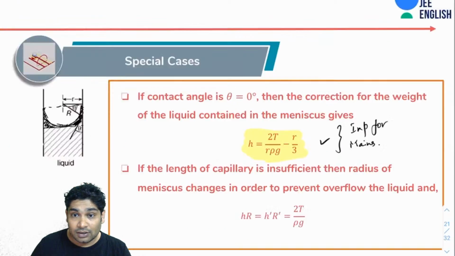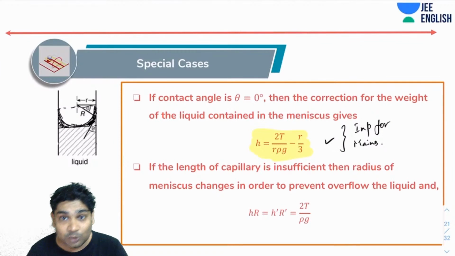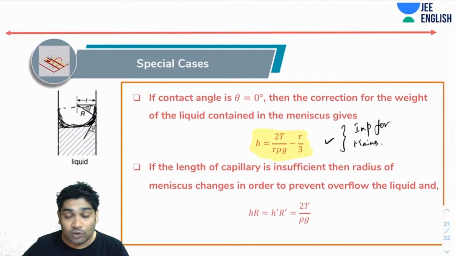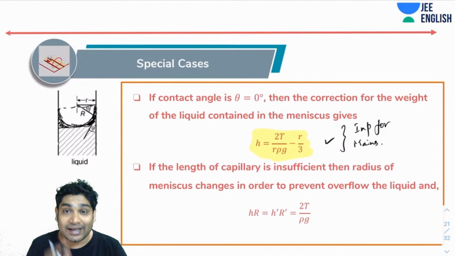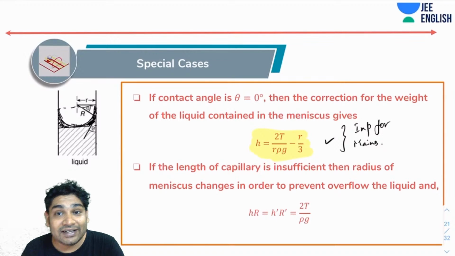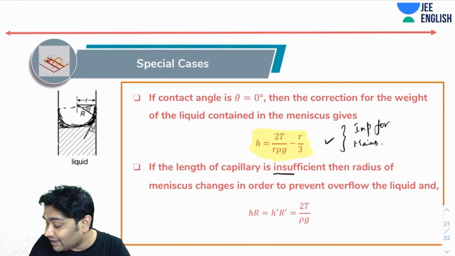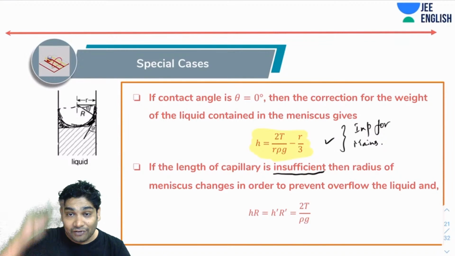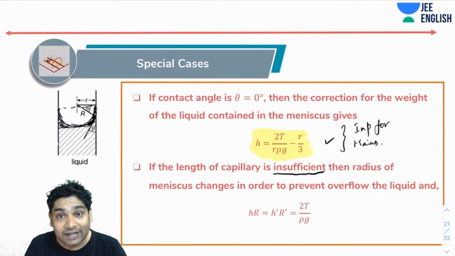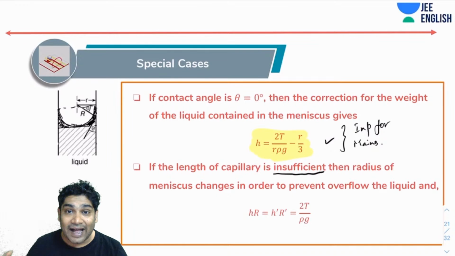Okay. Now another special case is, suppose you use that formula. That formula gives you a certain height h to which the liquid should rise. Now if your capillary has a height which is less than this, then what happens? So if the length of the capillary is insufficient, that is what insufficient means. Insufficient means it does not have enough length to allow the liquid to rise in it. Then the radius of meniscus changes. Okay, so what is happening is, imagine, why was the liquid rising?